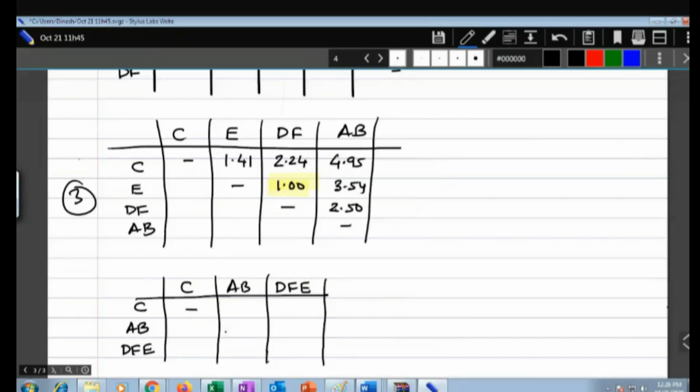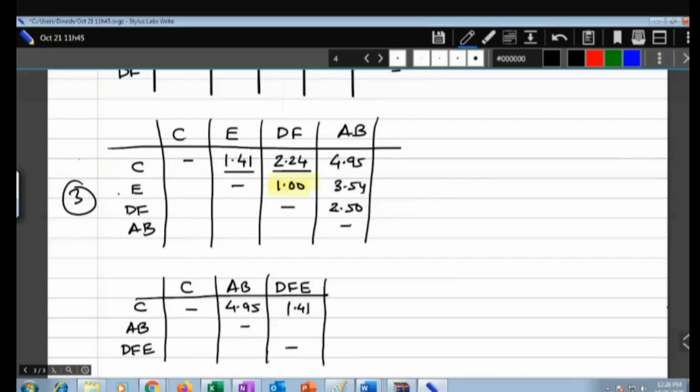Okay, C to C dash, AB to AB dash, and DFE to DFE dash. C to AB is already there, so 4.95. C to DFE, C to DF and E. So this DF and this E, which one is minimum? 1.41. So I will copy 1.41.